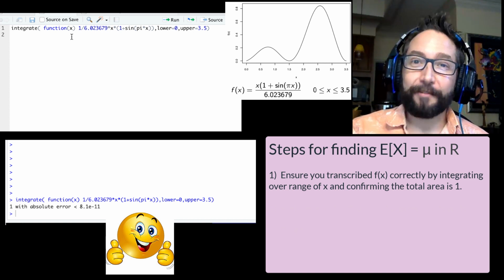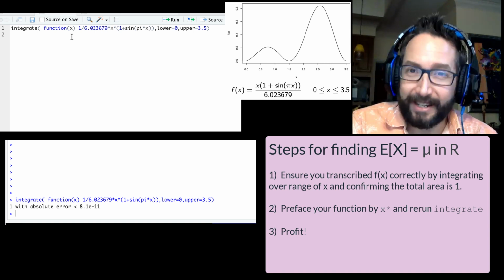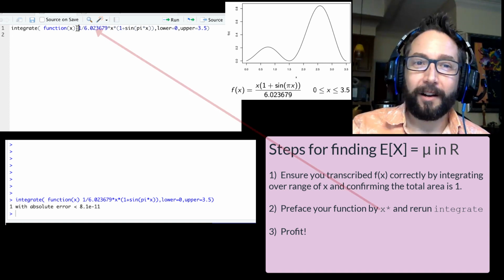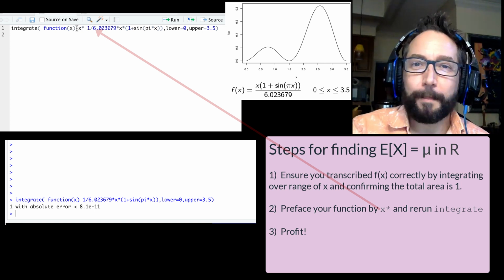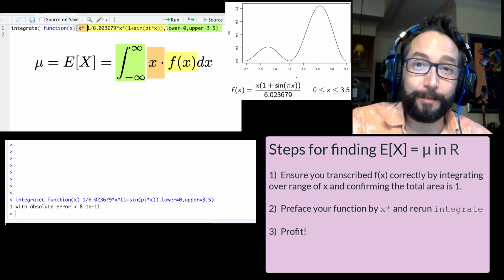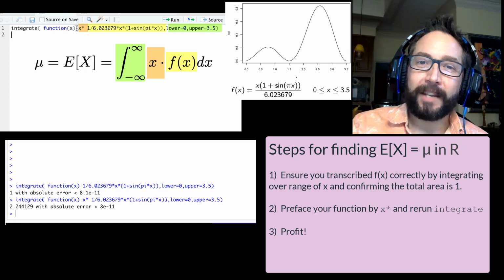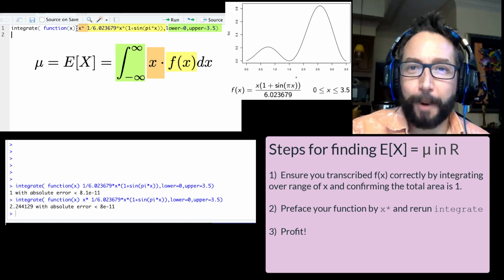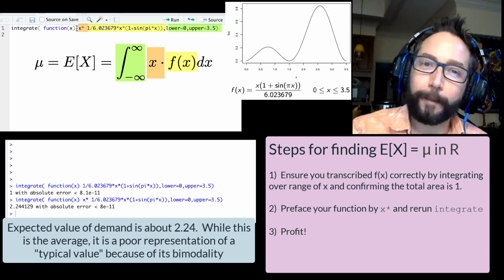Well, it's this easy. After you've transcribed your function for the PDF, you verified its value to make sure there are no typos, so it's integrating to 1. All you have to do is preface that formula for the PDF by an x times, and that's going to be our formula. We're integrating x times our formula for the PDF over all possible values of x. And so we find that mu for this probability distribution, the expected value, is right at about 2.24.